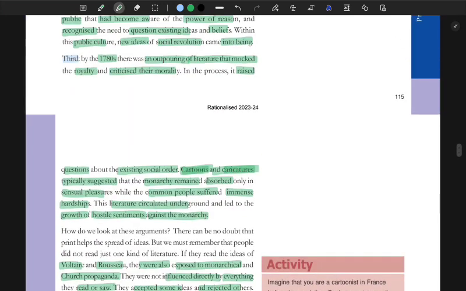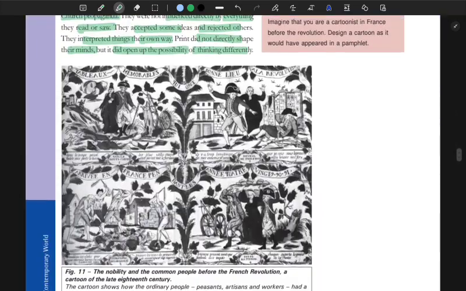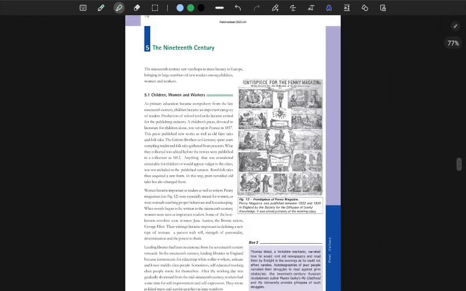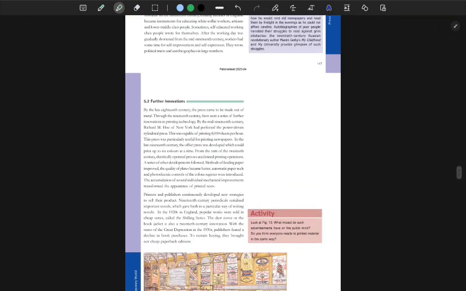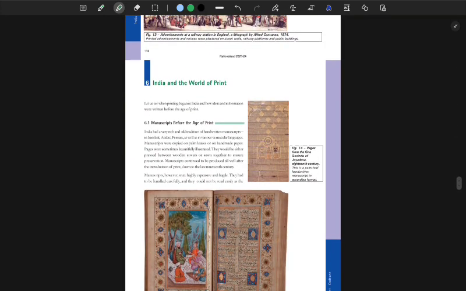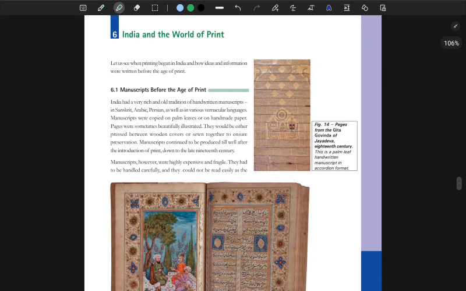So this is how the print culture in the modern world kind of revolutionized or contributed to the French Revolution. So we need to learn about the 19th century and further innovations, का मतलब है printing press, वो ही आप लिख लोगे. And India and the world of print में, चलो हमने India and the world of print में एक मिनट. So India and the world of print में हमें पढ़ना है manuscripts before the age of print. प्रिंटिंग के पहले ही हमारे पास मैन्यूस्क्रिप्ट थे.